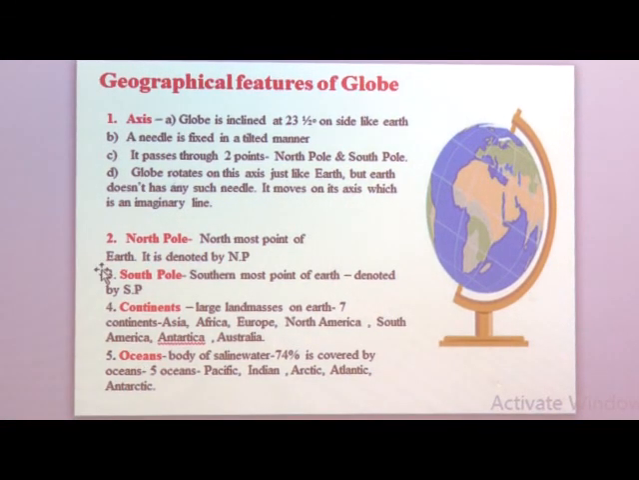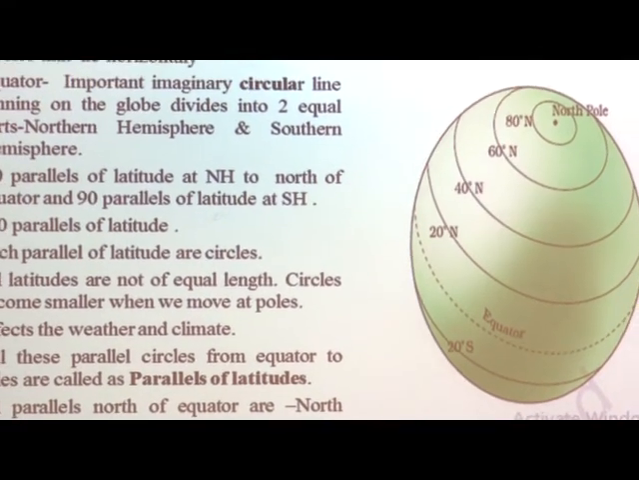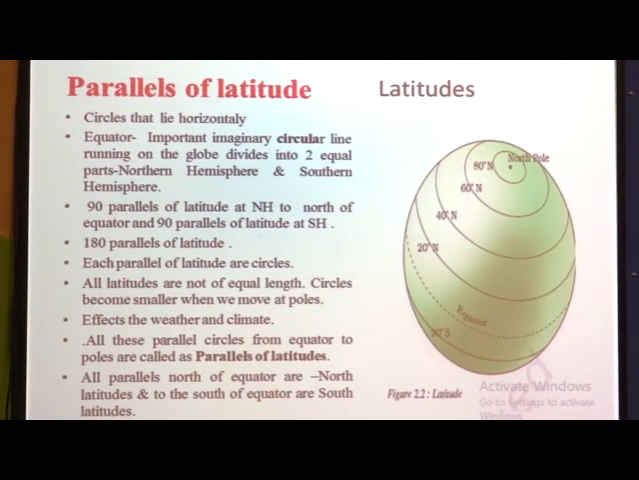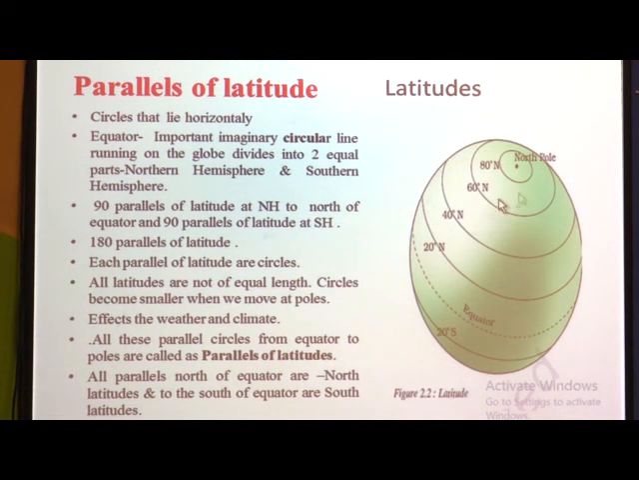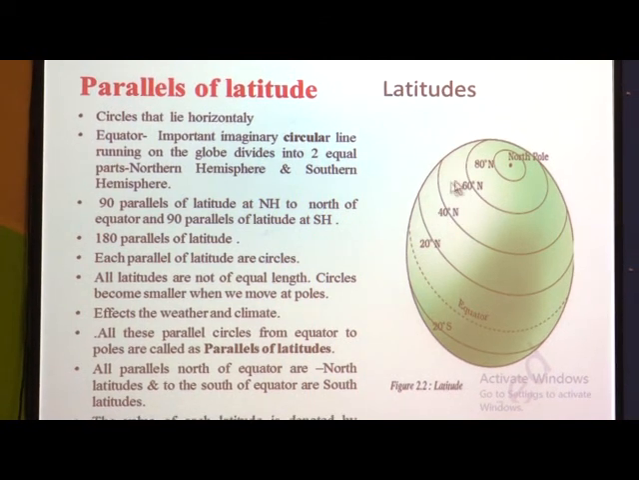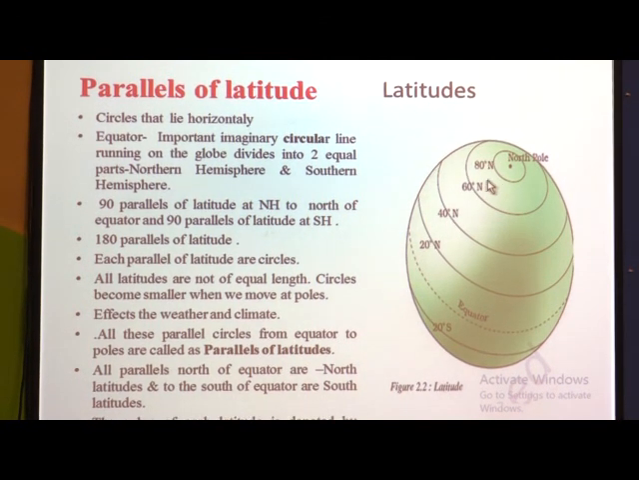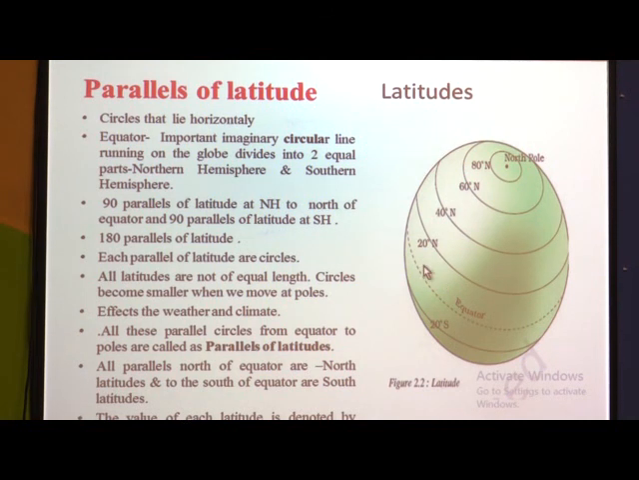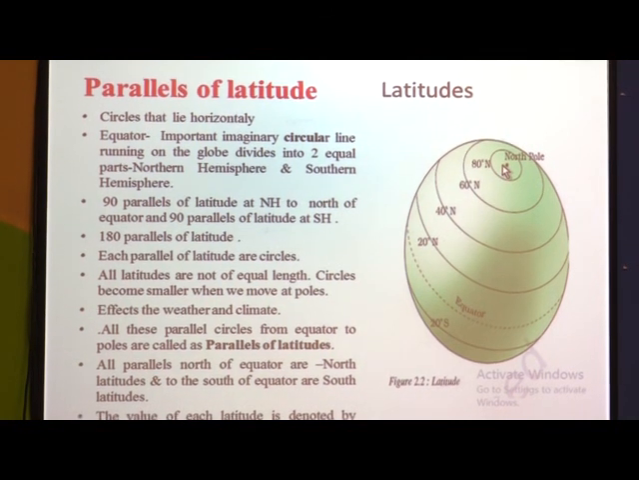Then again we have seen what are the parallels of latitudes. The parallels of latitudes are circles that lie horizontally. Okay, the circles that lie horizontally. Then there are total 90 parallels of latitudes in the northern side and total 90 parallels of latitudes in the southern side, and each parallel of latitude is a circle and they are not of equal length. Okay, the length, the distance, it goes on decreasing as they go towards the poles.